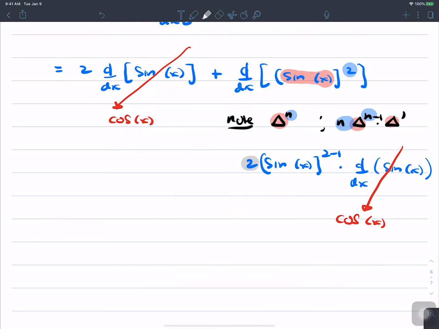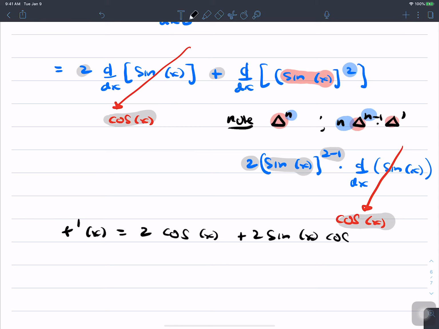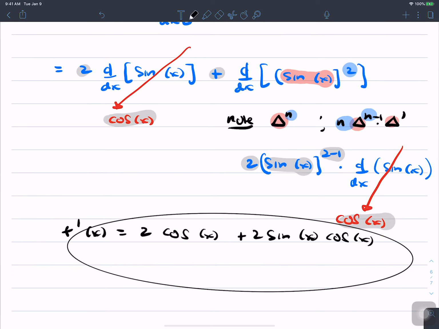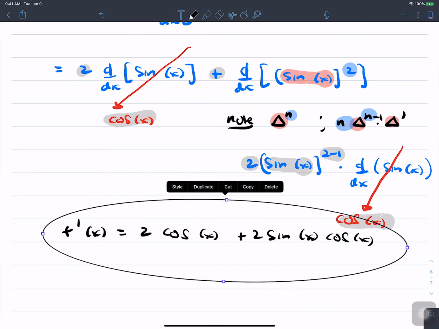So keep track. We get 2 sine x. Now that's 2 minus 1, that's 1, times cosine. So we already have a 2 cosine, and that's plus. So your final answer is 2 cosine plus 2 sine x cosine x.